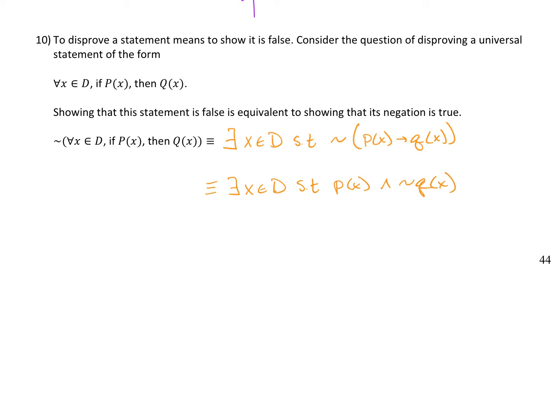So that's the negation. So if my goal is to disprove this statement, I have to prove this statement. Okay. So if I want to disprove that for all x something is true, all I have to find is a single x, show that there is one x such that it's not true.